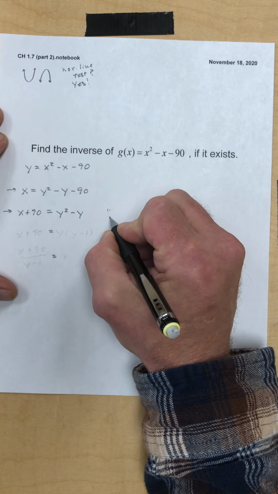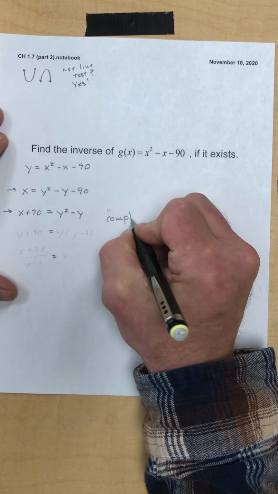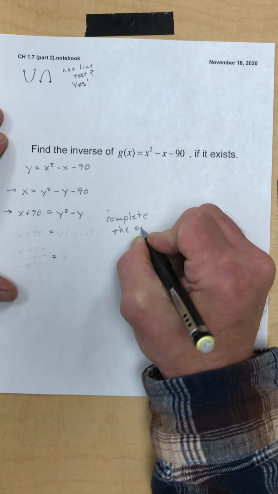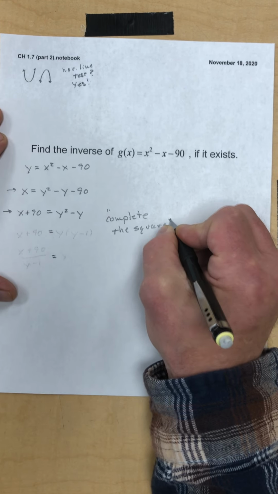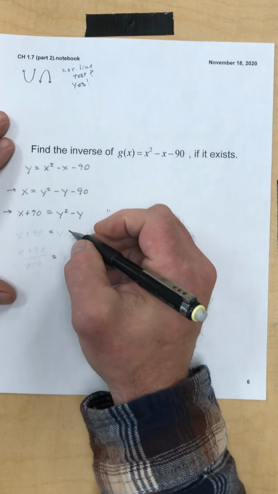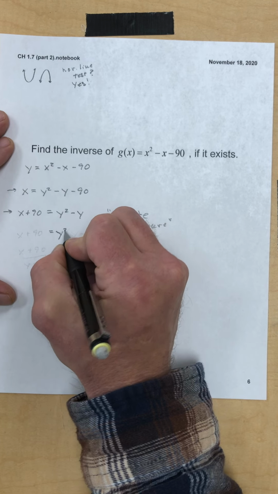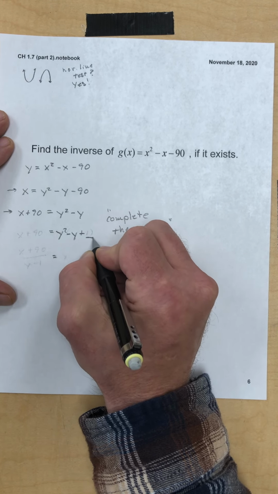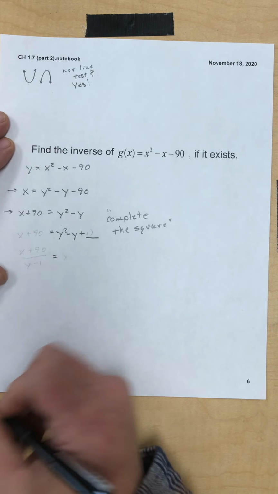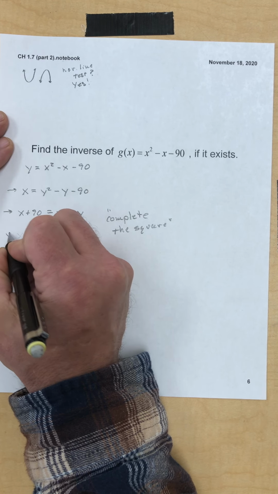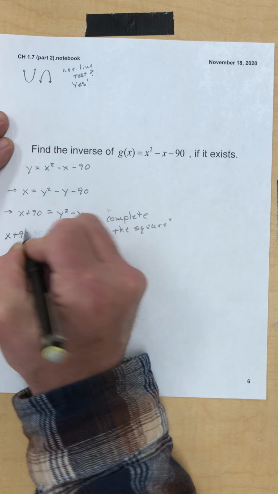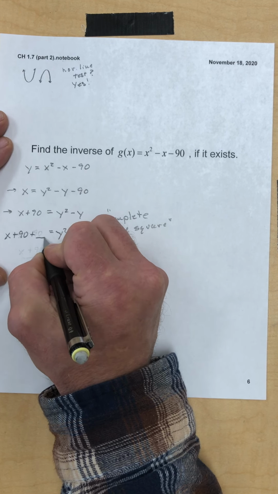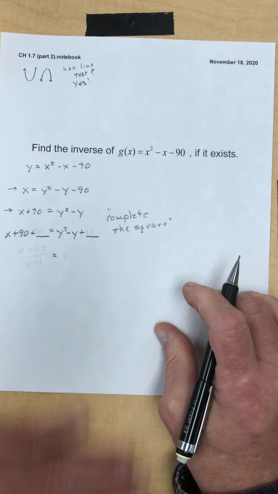So we have to complete the square. It's the only way to do it. I have this y squared minus y, and then I have to add something there to create a perfect square trinomial. Over here I have this x plus 90, and whatever I add here, I have to add over here.